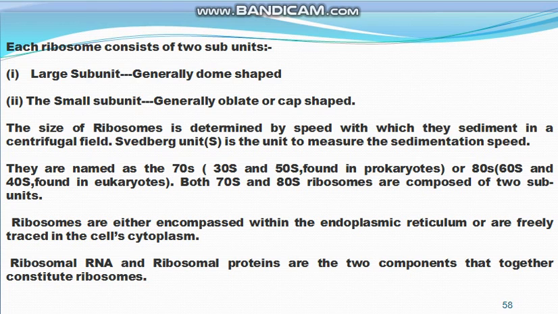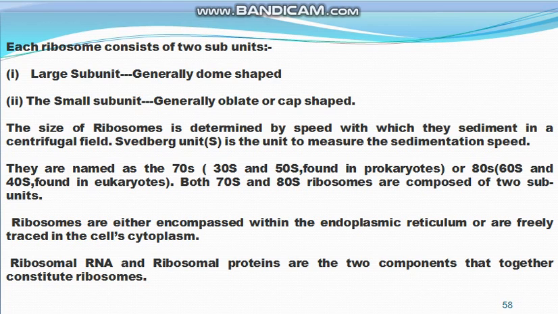The size of the ribosome can be 70S or 80S. When we talk about prokaryotes, the size of the ribosome is 70S, and in eukaryotes, the size of the ribosome is 80S. When it is 70S in prokaryotes, the larger subunit is 50S and the smaller subunit is 30S. It means the small subunit sediments at a speed of 30S in the centrifugal field, and the bigger subunit sediments at 50S.